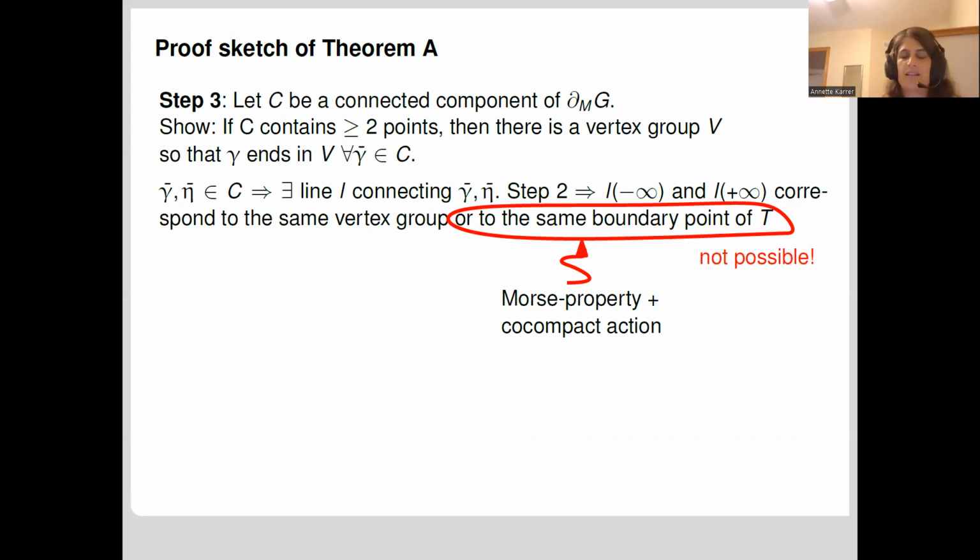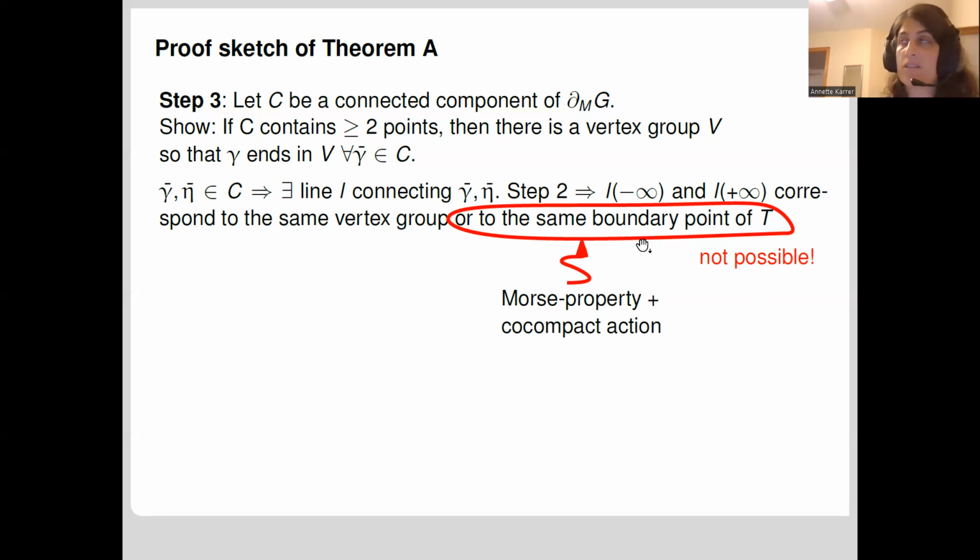If we have two equivalence classes in C, then there is a line connecting them. And by step 2, we know that the end vertices of this line correspond to the same vertex group or to the same boundary point of the tree. And now the idea is to use the Morse property and the co-compact action of the group on the tree to show that this second case here is impossible.